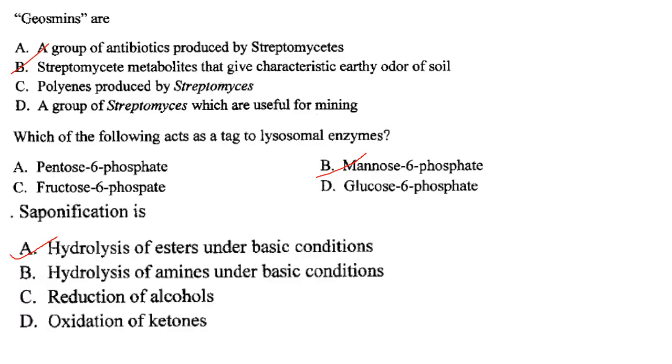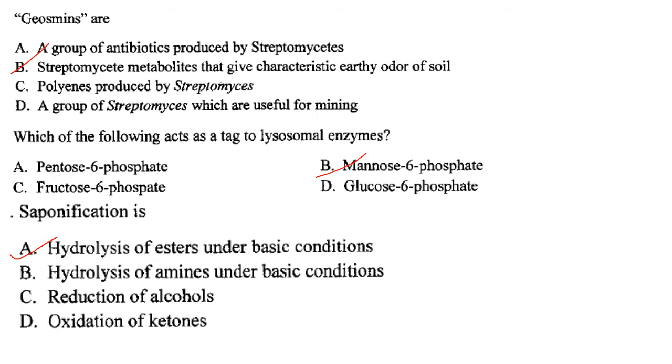Next one, geosmins are, this is a repeated question, streptomycete metabolites that give characteristic earthy odor of soil. So answer is option B. Then which of the following acts as a tag to lysosomal enzyme? This is also a repeated question. So lysosomal enzymes are tagged for lysosome by addition of mannose-6-phosphate label. So the answer is option B, that is mannose-6-phosphate.